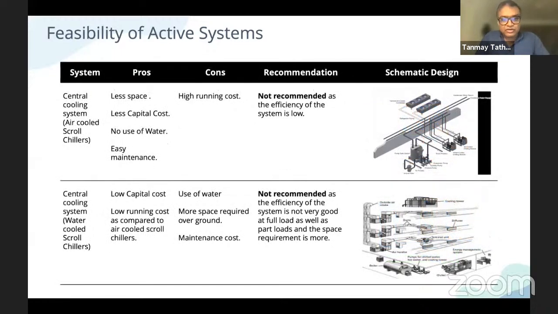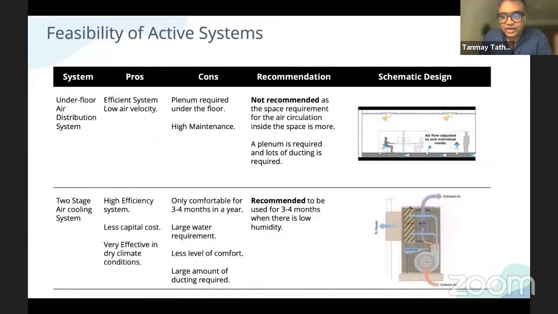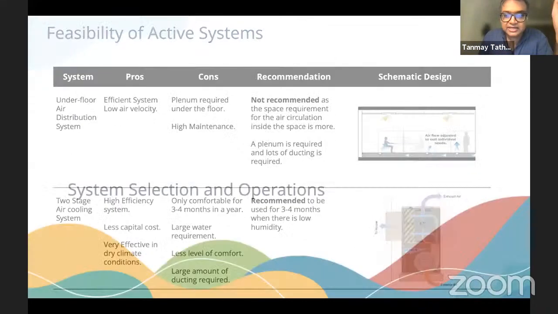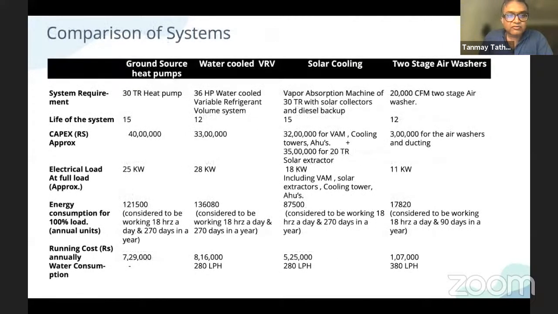So, we go through this kind of analysis of different strategies. And again, look at it at a high level, do your pros and cons. In the end, again, I'm not explaining this, you will get the understanding of this. In the end, we got our thermal performance from ECBC. We did our system recommendations broadly.